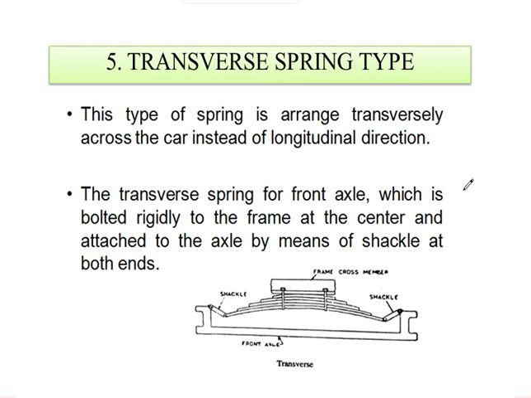Transverse spring type. This is a schematic diagram of transverse spring type. This type of spring is arranged transversely across the car instead of in the longitudinal direction. The transverse spring for front axle is bolted rigidly to the frame at the center and attached to the axle by means of shackle at both ends.